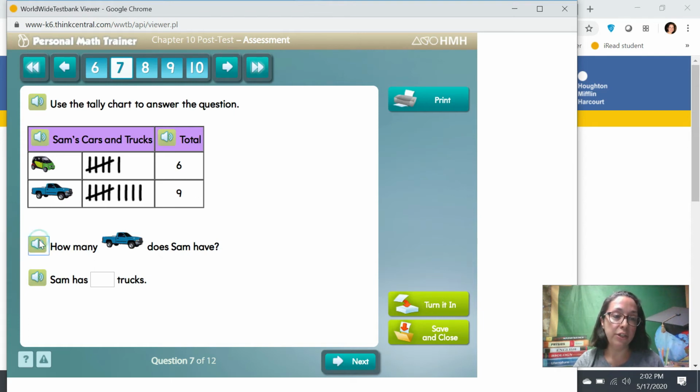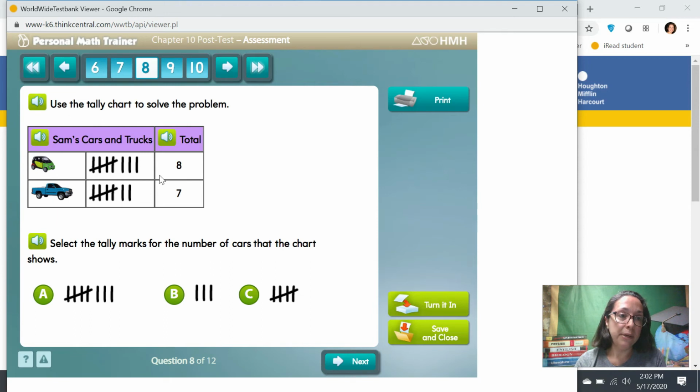And here's the question. How many trucks does Sam have? ¿Cuántos camionetas tiene Sam? So we're going to look at the graph. Mira la gráfica, a ver cuántos tiene Sam y lo pones en la cajita. That's pretty easy. The answer is right there. Just make sure you're looking at the right picture.